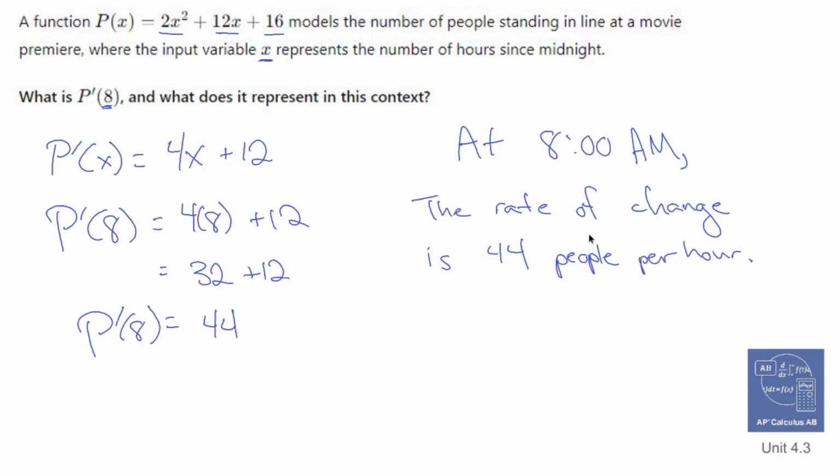So you're given a rate of change, and at this time, 44 people per hour are watching this movie at 8 a.m., at that specific time. So that's what it means in this context.